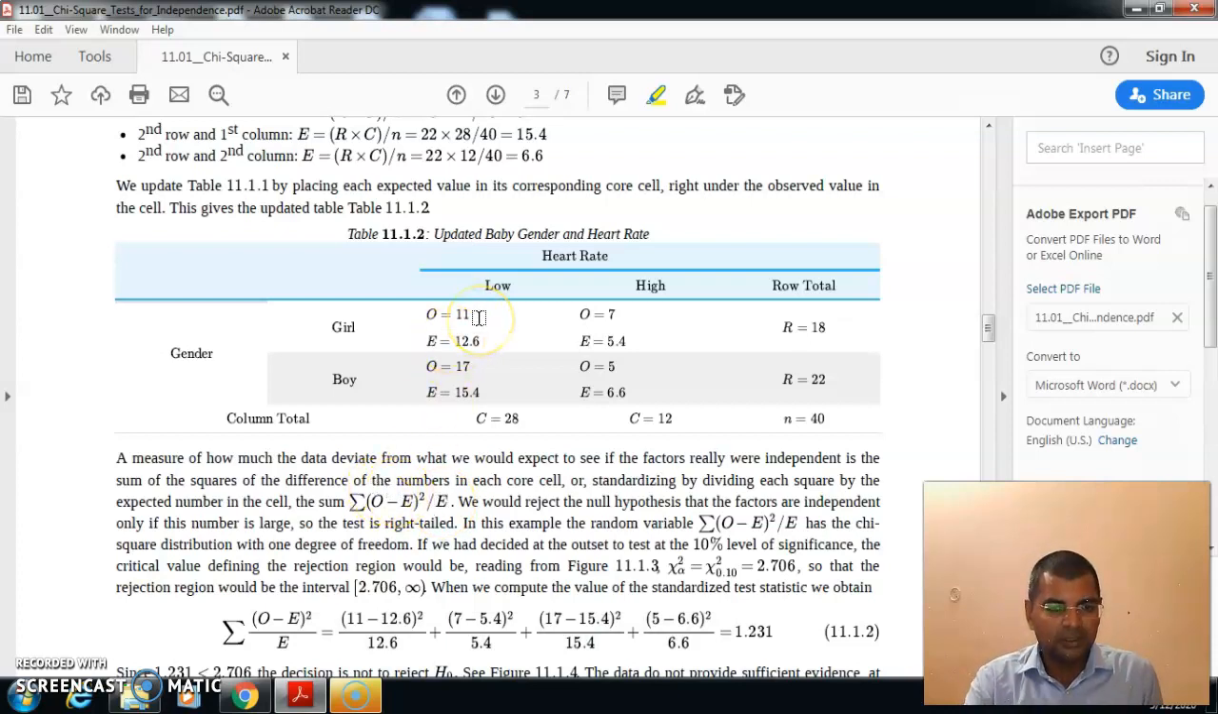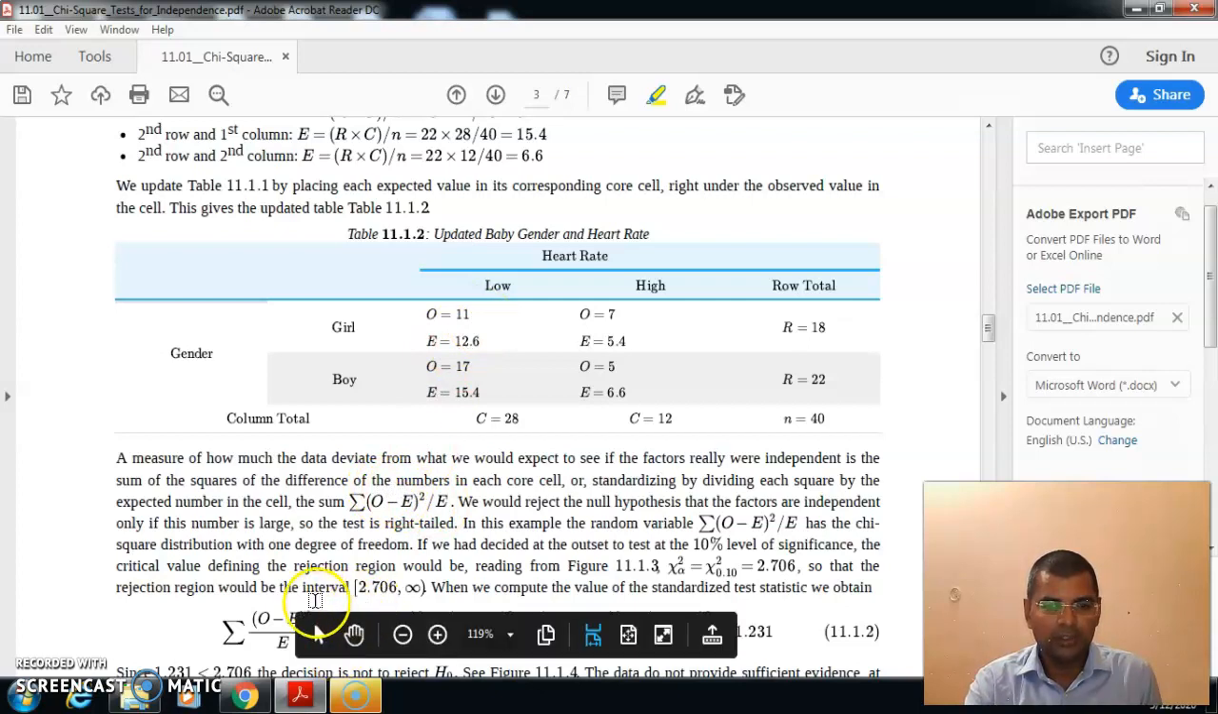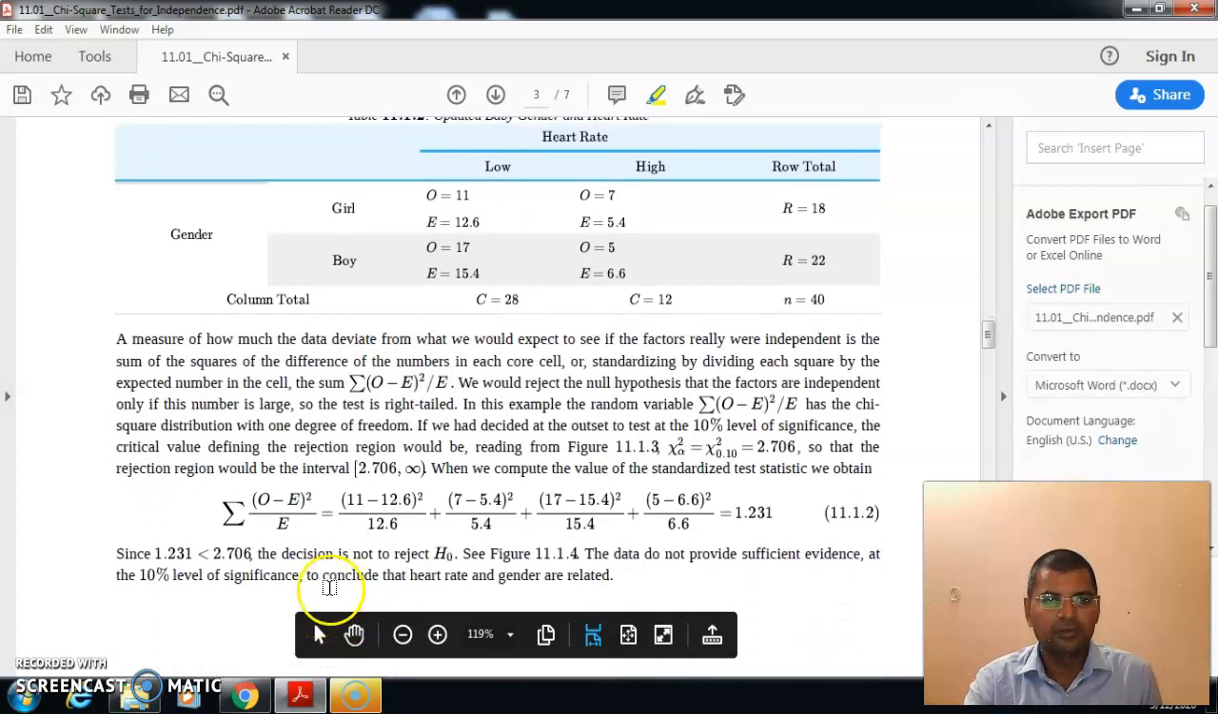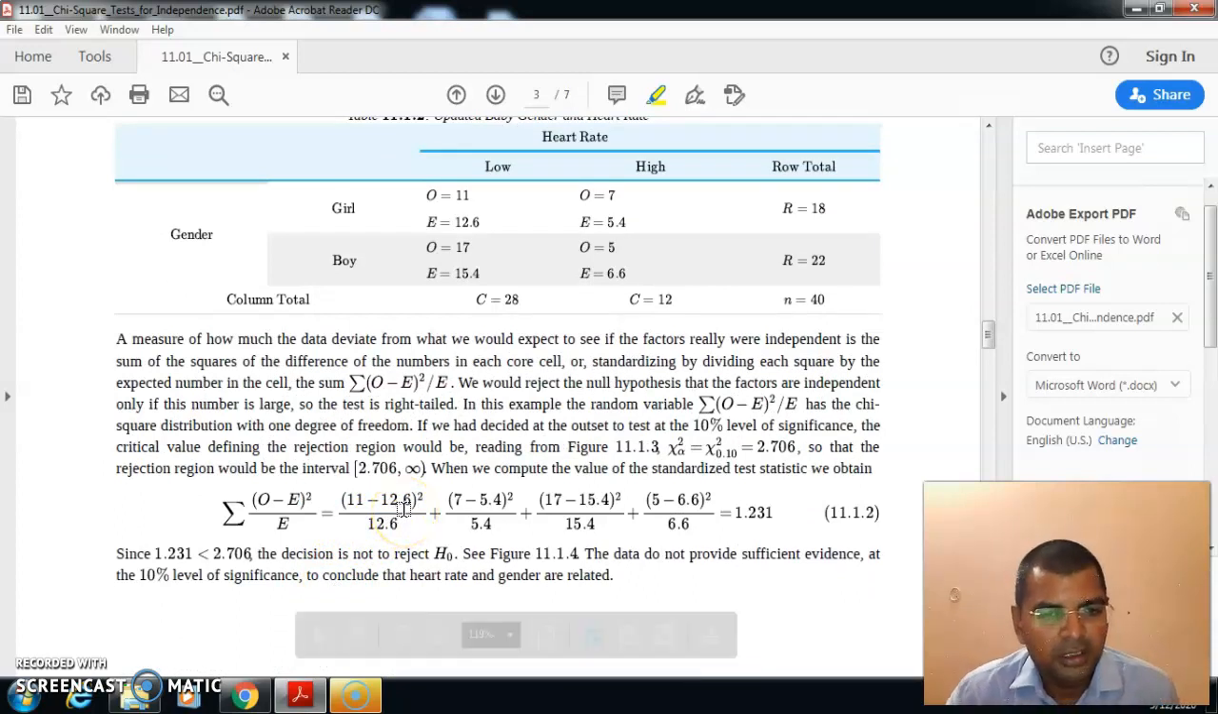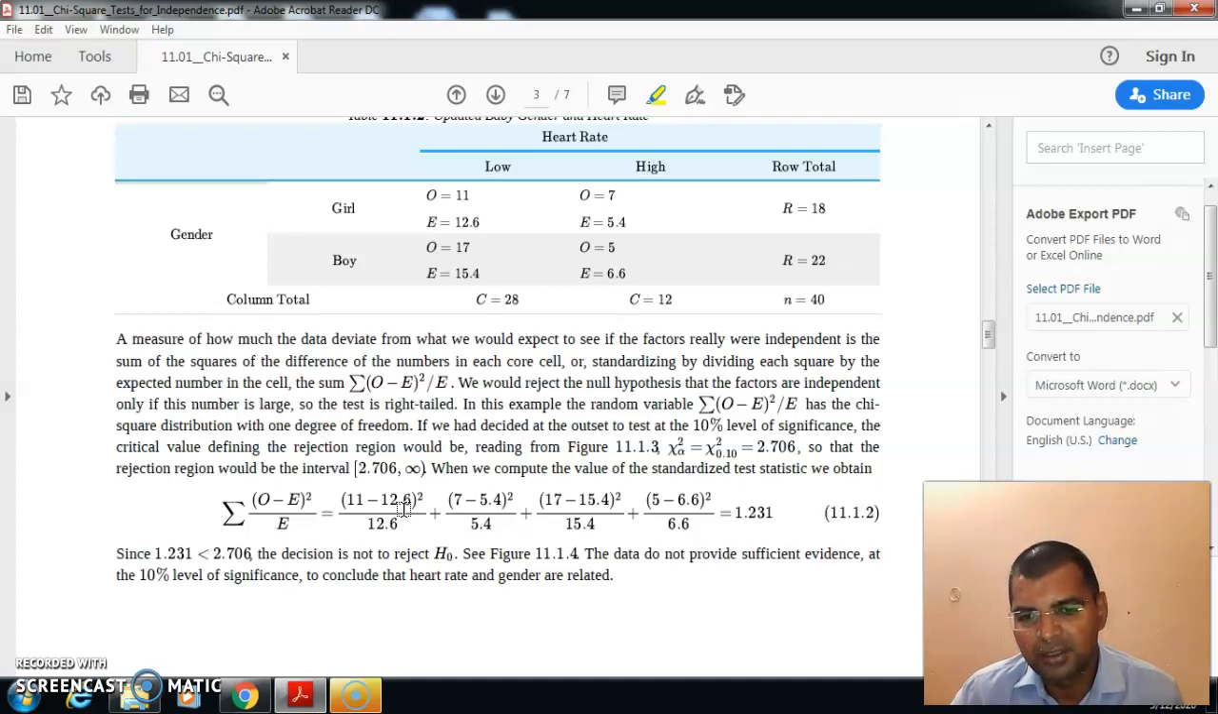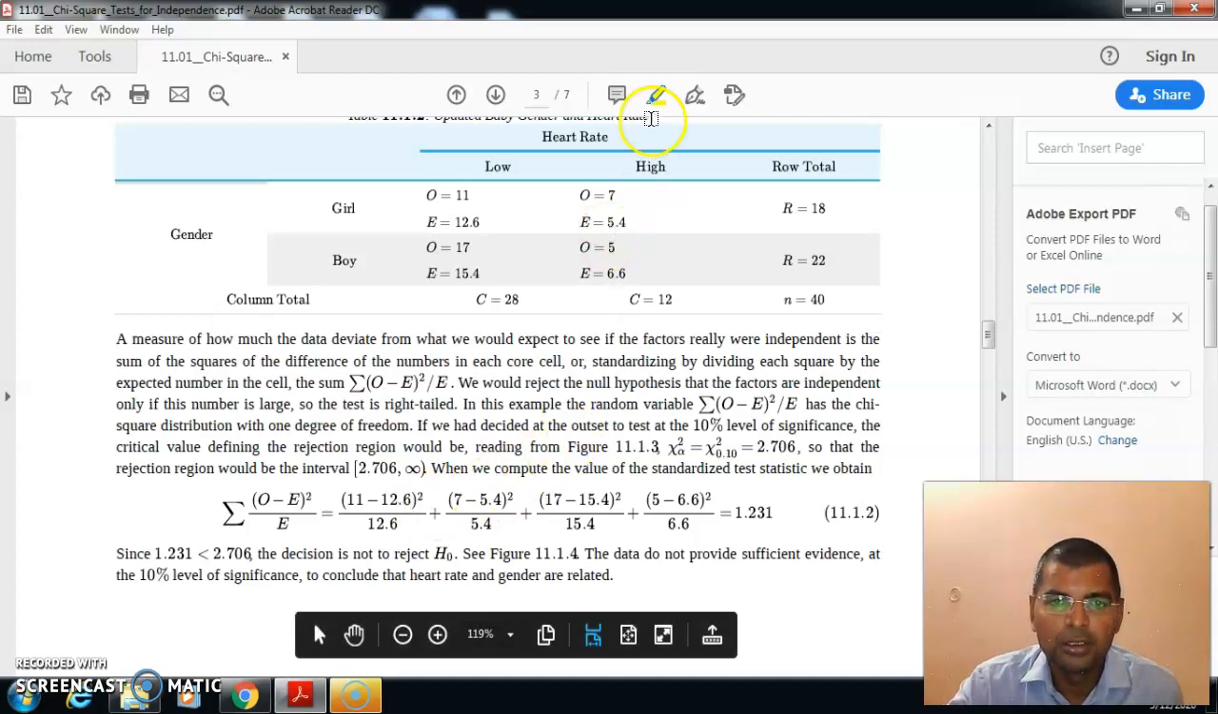Now if I go to the first table, first cell, observed value is 11, minus expected value 12.6, square it, divided by expected value 12.6. We add all these values for each cell and we get the total calculated value of chi-square. Now in this case it comes out to be 1.231. So now we have the chi-square calculated value as 1.231.